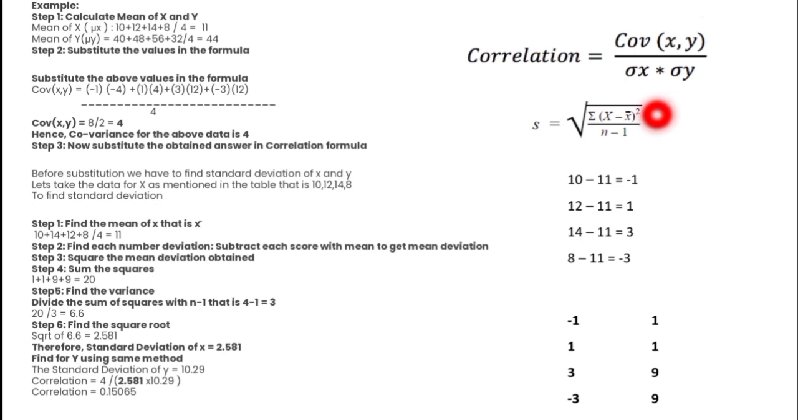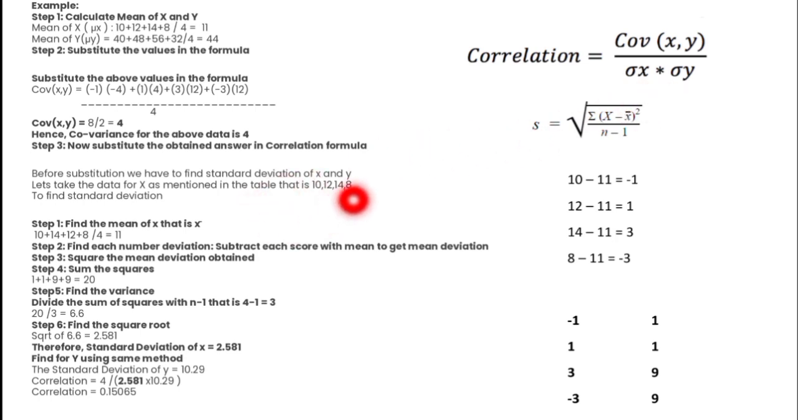First, I found the covariance value. Yes, it is 4. Now I have to find the standard deviation of x and the standard deviation of y. To find the standard deviation of x, I used the formula: summation of (x minus x bar) whole squared, divided by n minus 1, overall square root.